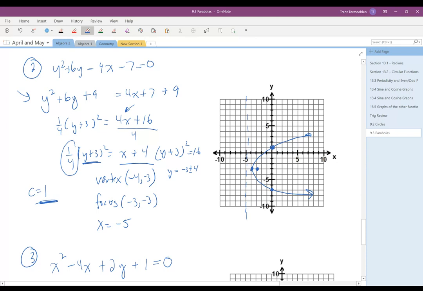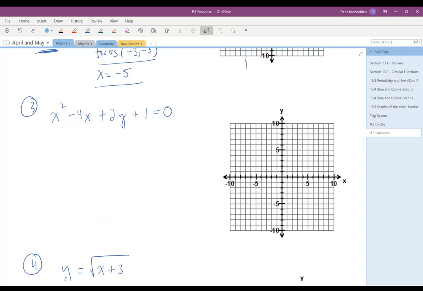You could also plug in 0 for y to find out what that x-intercept is. That would be pretty easy. It turns out it would be 9/4 minus 4, so negative 1 3/4, which is about where I drew it in at. So vertex negative 4, negative 3, focus negative 3, negative 3, directrix x equals negative 5, and then that's a good looking graph. All right, so we do the same thing here on 3.